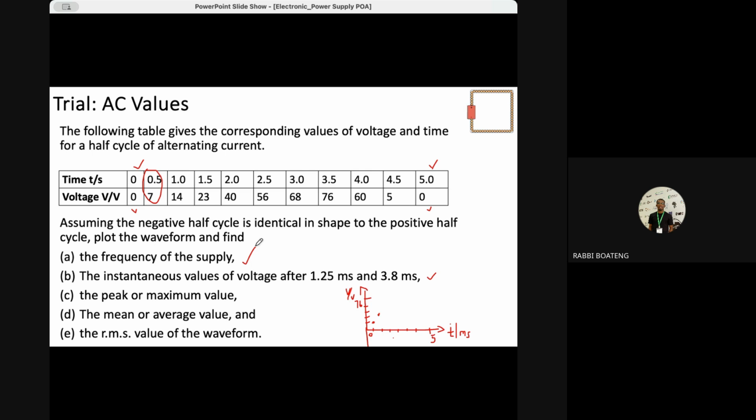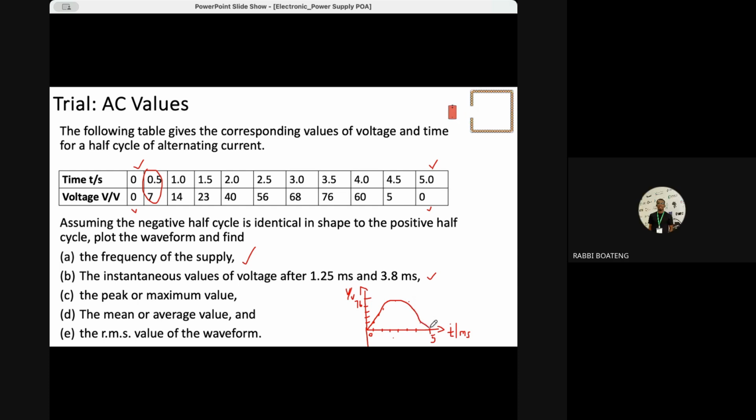So now the question is telling us to find the frequency that is being supplied. And if you want to find the frequency, by now I should be expecting that you've done the plots, 1, 2, 3, 4, 5, 6, 7, 8, 9. You should be having some plots like this, and you draw a very nice time cycle. So the A is the frequency of the supply.